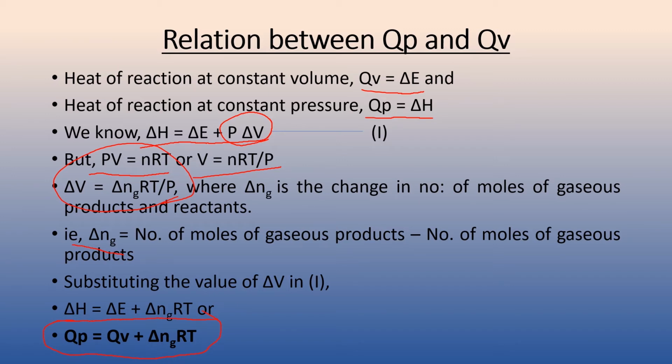We derive this from the enthalpy equation, delta H equals delta E plus P delta V, and in that we substitute for P delta V. For that substitution we take the ideal gas equation, PV equals nRT, and we get delta V equals delta Ng RT by P. Finally we get the relation between QP and QV as QP equals QV plus delta Ng RT, or QP minus QV equals delta Ng RT.